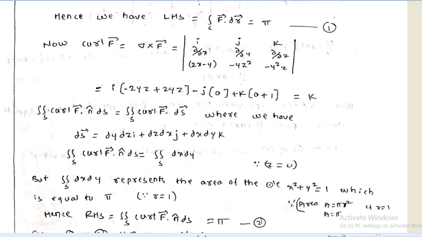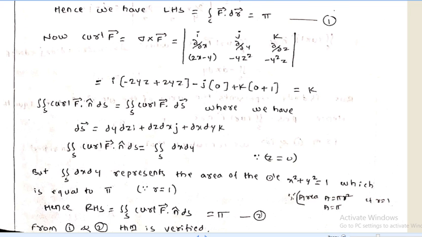Now we use curl F dot n cap dS. So you know that dS is dy dz i plus dz dx j plus dx dy k here. Now use the double integration over the surface S. Curl F dot n cap dS is equal to the double integration over the surface S of dx dy. So the double integration over the surface S of dx dy represents the area of the circle, that is x² plus y² equal to 1, which is equal to π.